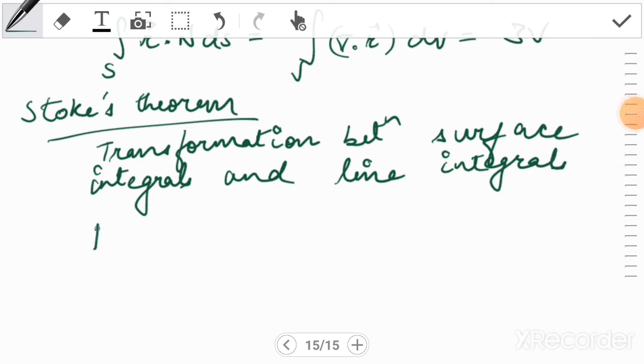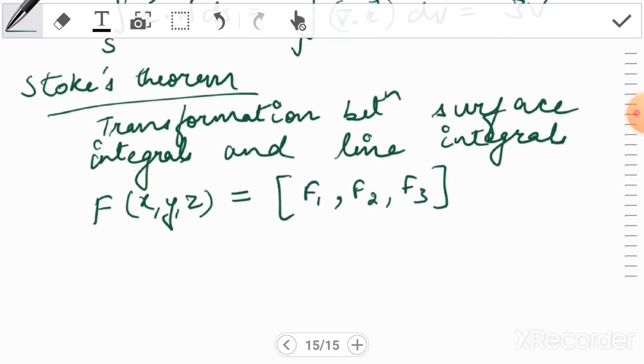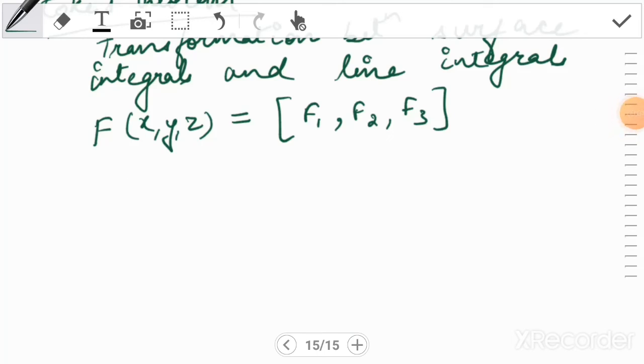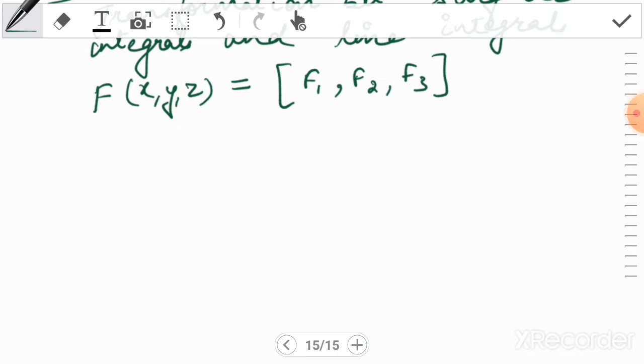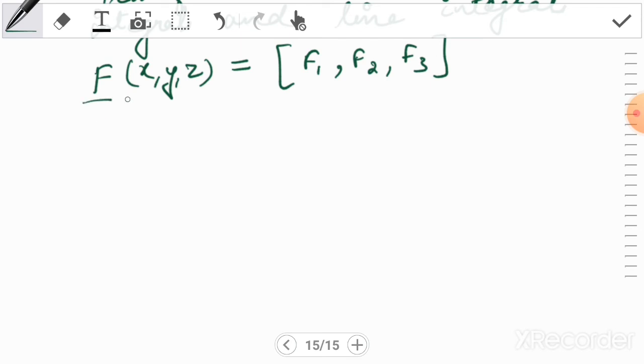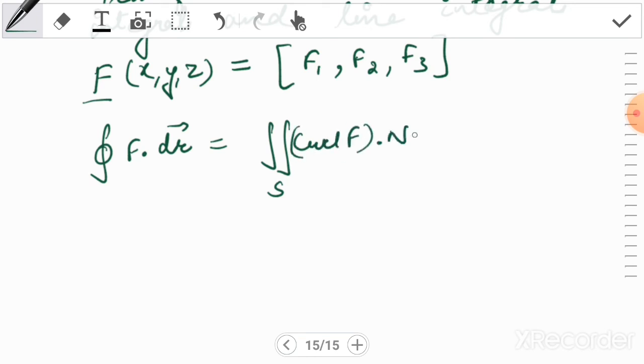If F is a vector function having components F1, F2 and F3, and let S be an open surface bounded by a closed and non-intersecting curve C. And F is any differentiable vector function, then the closed integral of F dot dr is equal to the double integral of curl F dot n dS, which is del cross F dot n dS. Okay.